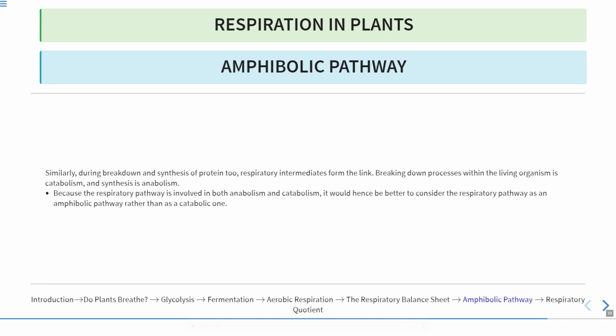Similarly, during the breakdown and the synthesis of protein too, the respiratory intermediates form the link. Breaking down process within the living organism is the catabolism, and synthesis is the anabolism. Because the respiratory pathway is involved in both the anabolism and catabolism, it would be better to consider the respiratory pathway as an amphibolic pathway. So we cannot just say this respiratory pathway is just the catabolic pathway. It is actually also the anabolic pathway, because some of the substrates can enter in the synthesis of amino acids, and some can enter in the process of fatty acid synthesis as well.